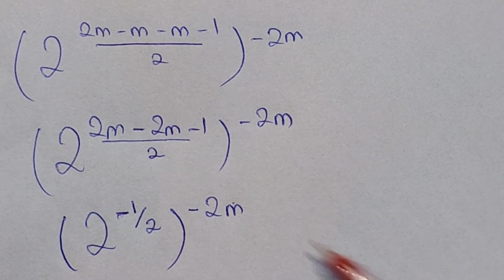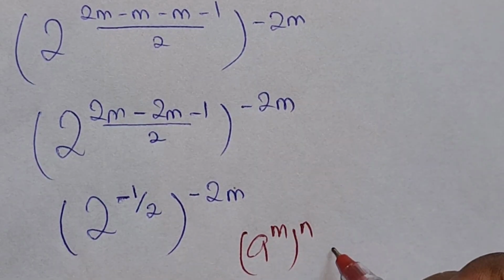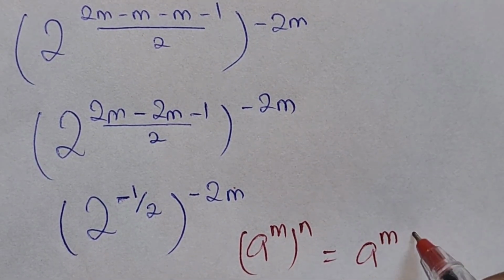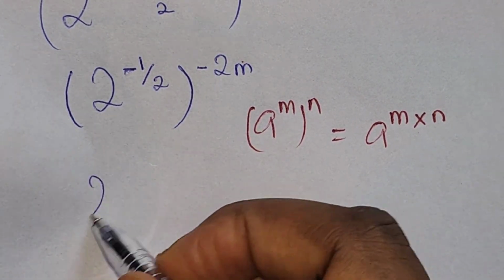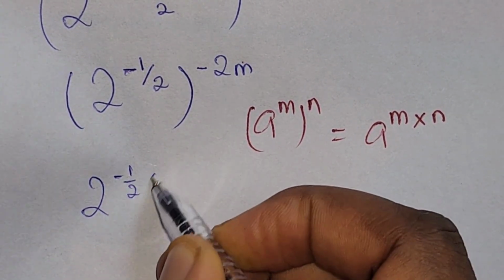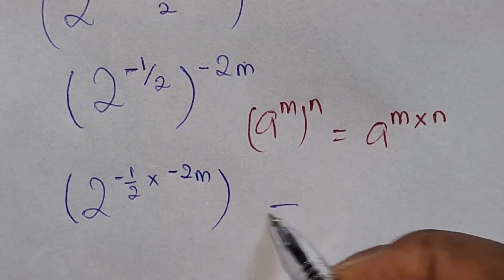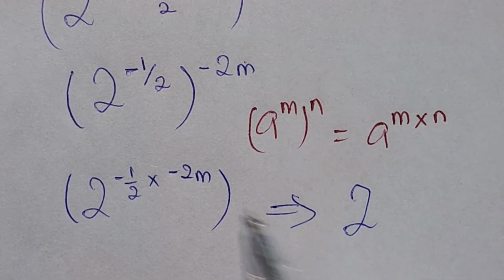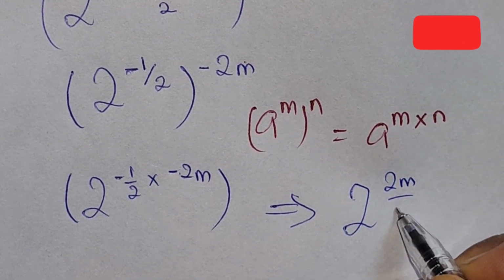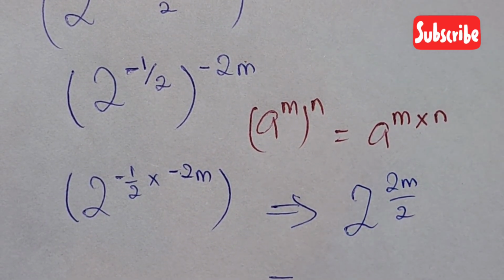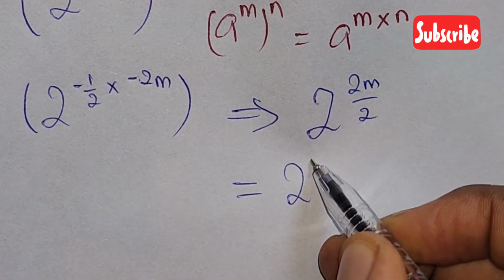So since the powers are the same, when we have a to the power of m further raised to the power of n, this is equal to a to the power of m times n. So multiplying the powers, we have 2 to the power of minus 1 over 2 times minus 2m. So this implies that we have 2 to the power of minus times minus, we have positive 2m over 2. So this shows that our answer is equal to, this cancels out this, we have 2 to the power of m.